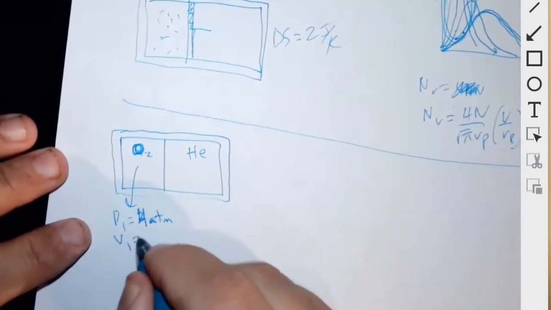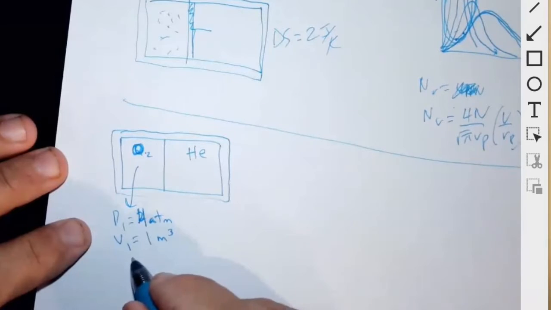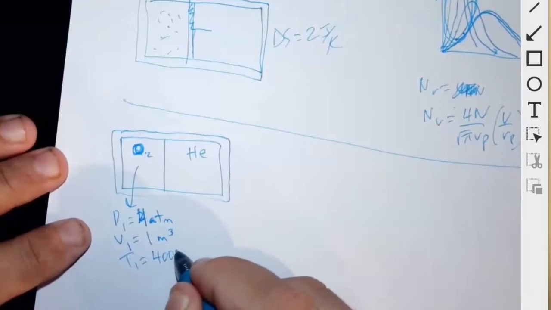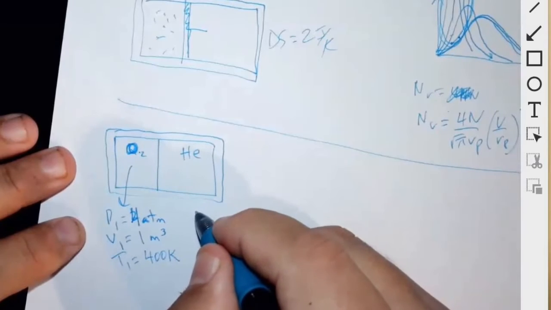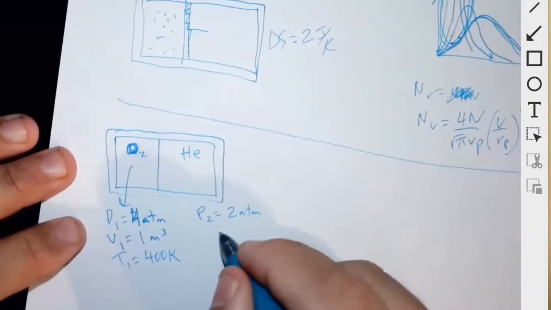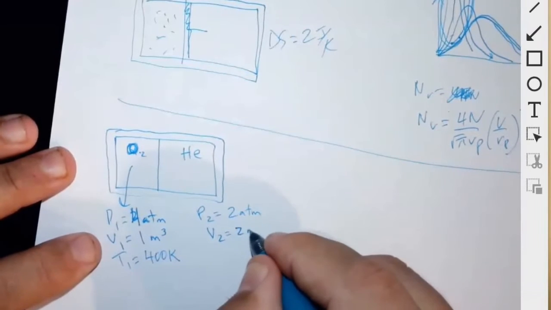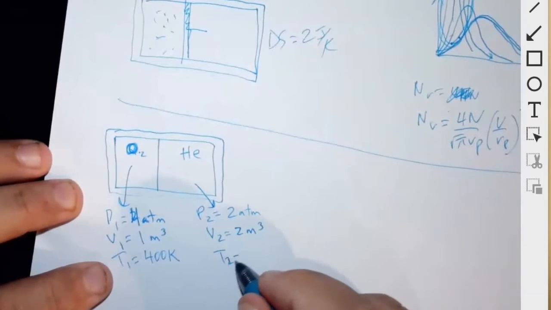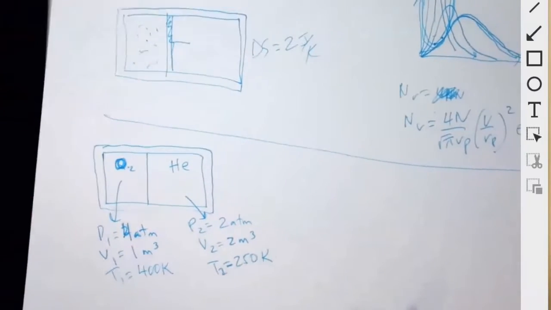And the volume is 1 meter cubed. And let's say the temperature is 400 Kelvin. And then here, the pressure is 2 atmospheres. The volume is 2 meters cubed. And the temperature is 250 Kelvin. So you could have just 2 random gases.